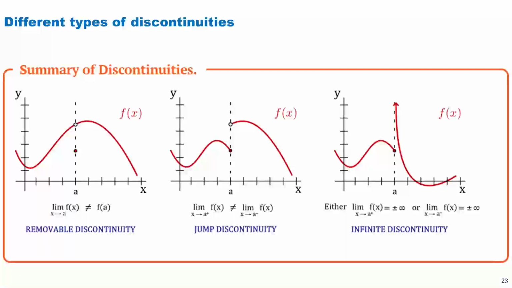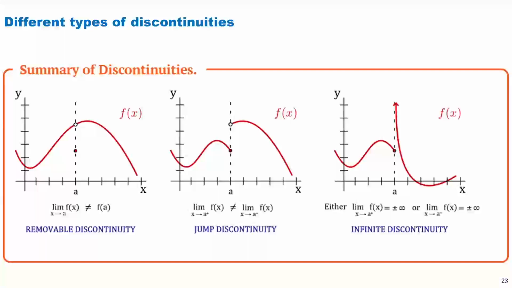For removable discontinuity, basically we have the limit of f(x) when x approaches a does not equal f(a). For jump discontinuity, the limits of f(x) when x approaches a from both sides are not equal. For infinite discontinuity, we have either the limit of f(x) when x approaches a from the positive side equals positive or negative infinity, or the limit of f(x) when x approaches a from the negative side equals positive or negative infinity. You get it?